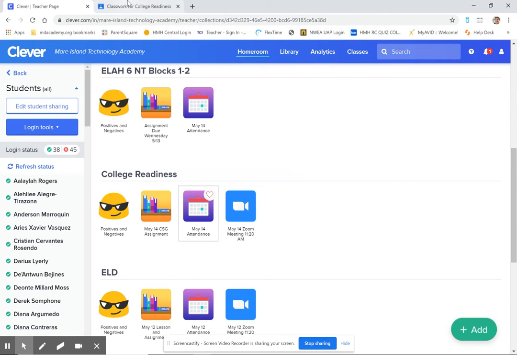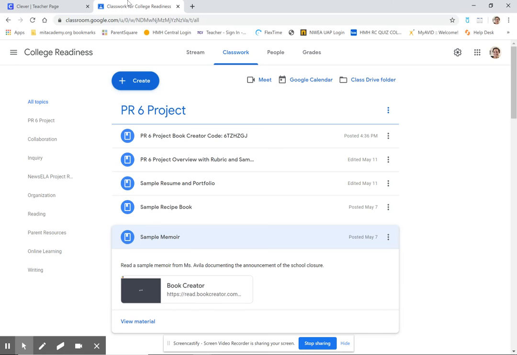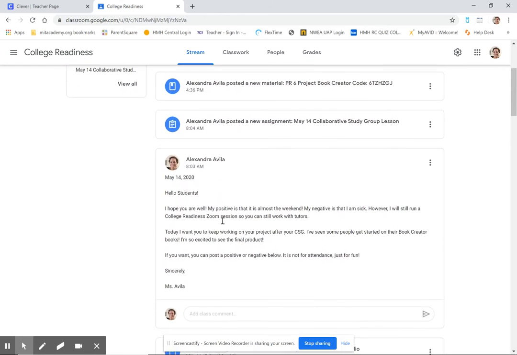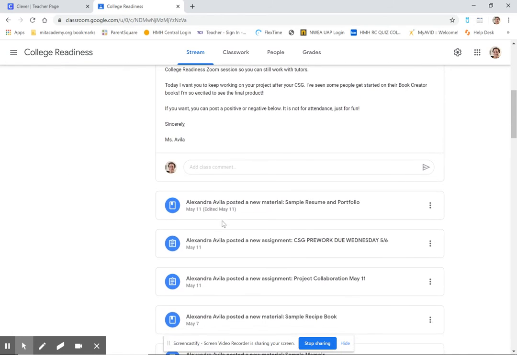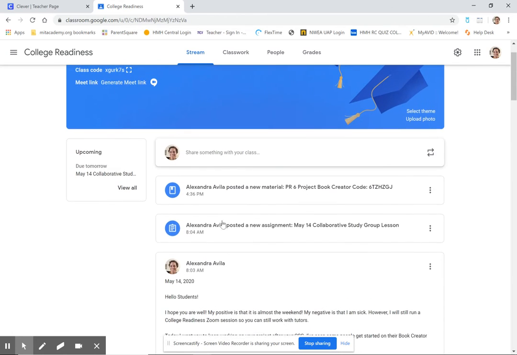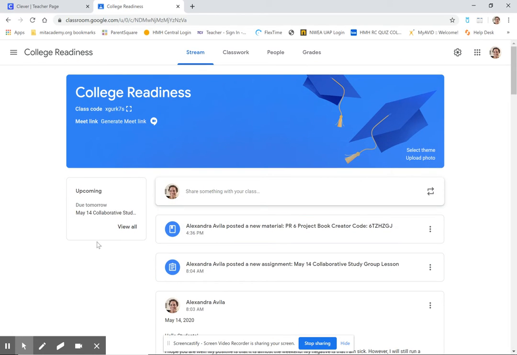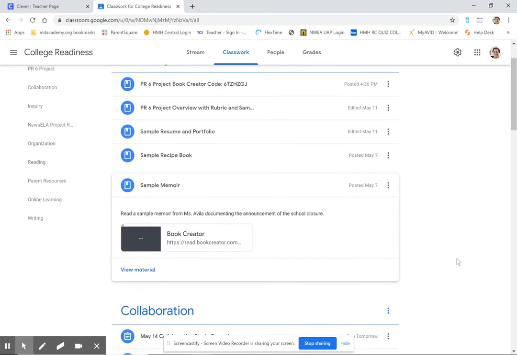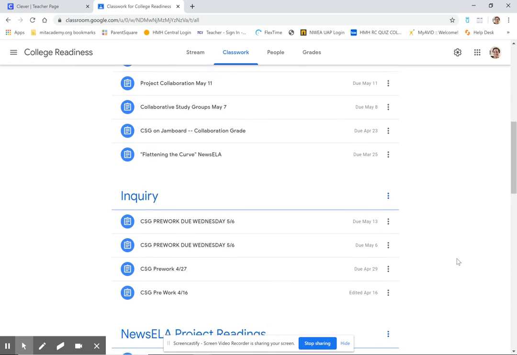Students also need to have access to Google Classroom. Google Classroom has two main tabs that are important. The Stream tab will tell you both what the most recent postings, assignments, and materials are in chronological order, as well as showing upcoming assignments. The Classwork tab will have work organized based off of the topic it falls under.